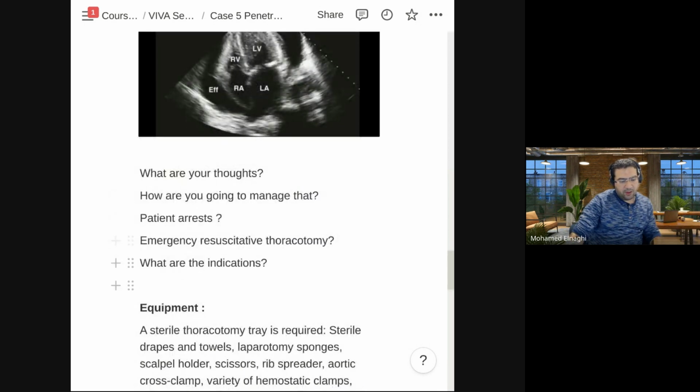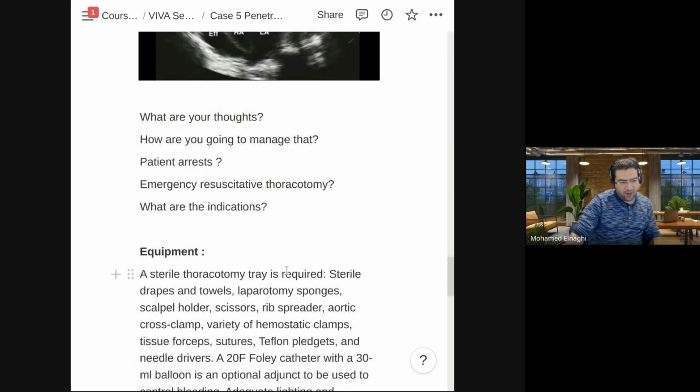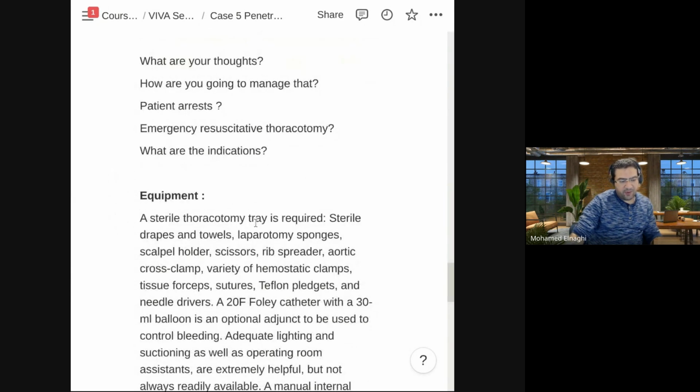Fine. So this is the equipment that you need for a resuscitative thoracotomy, and I think you just need to be aware of them. Whether you are going to get asked about resuscitative thoracotomy in the exam or not, it's not one of the very high yield questions, but it's very important for you to know because it is in the curriculum. So you need to be aware of it, and you need to be aware what instruments you need to use for the resuscitative thoracotomy.